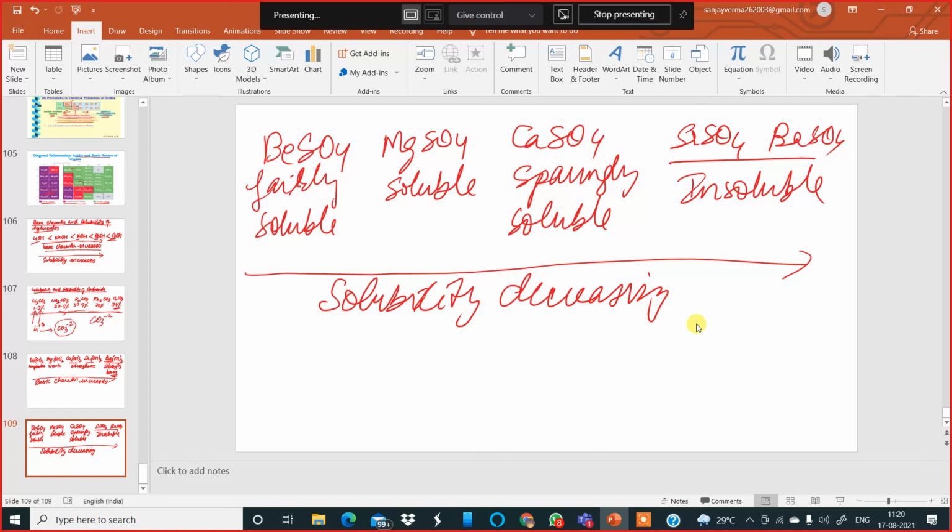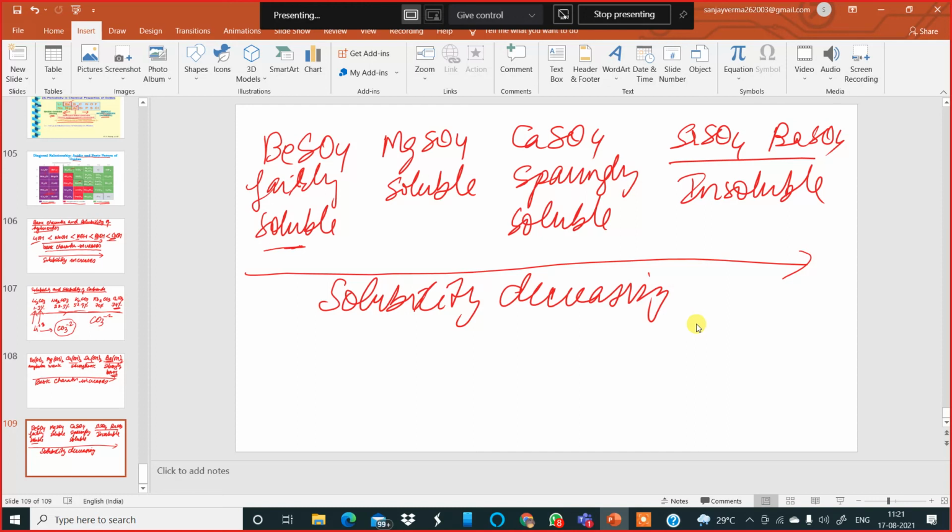The reason, please remember, is that the metallic character is increasing. So beryllium sulfate is fairly soluble, magnesium sulfate is soluble, calcium sulfate is sparingly soluble, and strontium and barium sulfates are insoluble. Okay, this is the order. Thus, the solubility of the sulfates decreases going down the group from beryllium to barium.